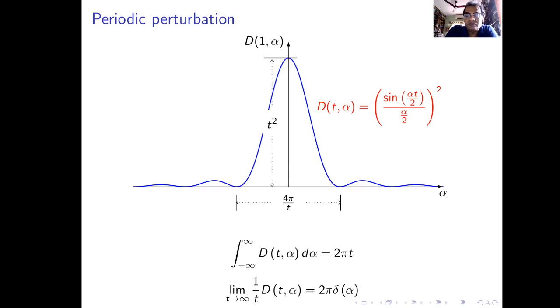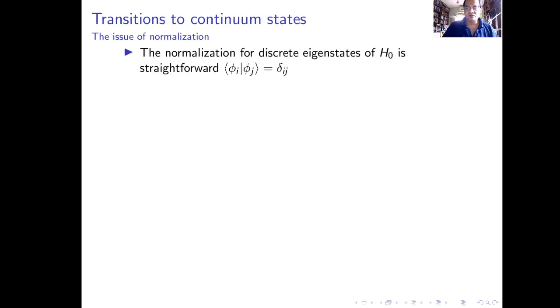Now this is a result which will be very important when we go on and talk about transitions to continuum states. Armed with this background, we are now going to discuss transitions to states which are in the continuum. Let us point out that the major problem in this context is usually more due to convention. The normalization for discrete eigenstates of H0 is pretty straightforward.